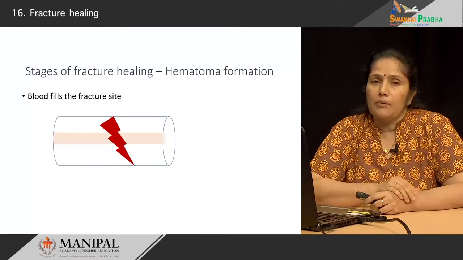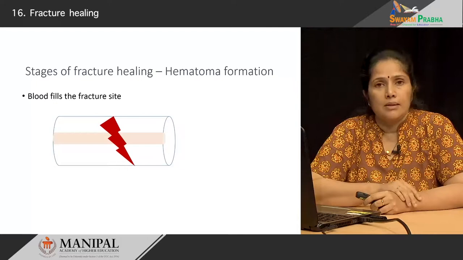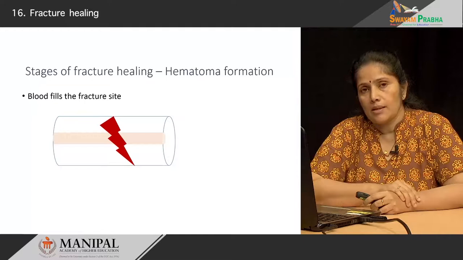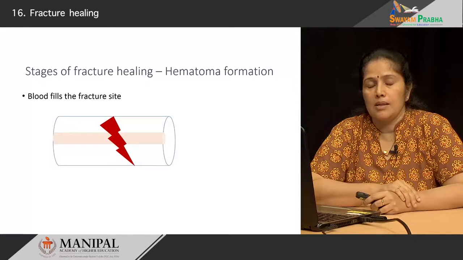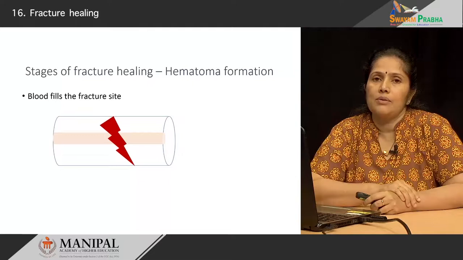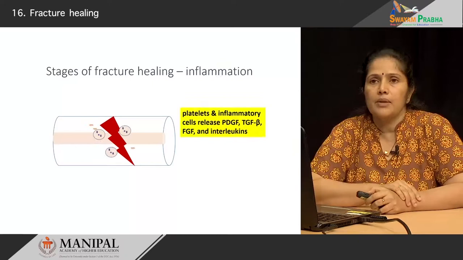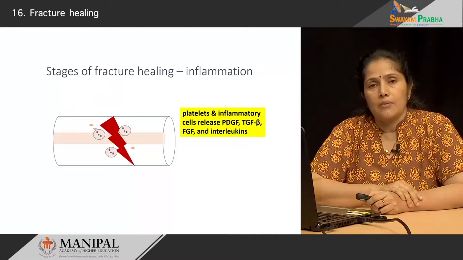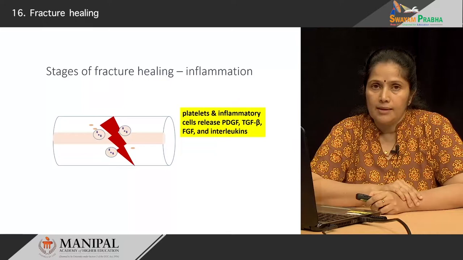Now, whatever the type of healing that occurs, the first stage is formation of hematoma, and as we all know, a hematoma is nothing but a fibrin meshwork in which the red cells, white blood cells and platelets are caught. So, the first stage in fracture healing is formation of hematoma. This hematoma formation is followed by what is known as a phase of inflammation. As the word tells you, a lot of inflammatory cells come in, and a lot of growth factors are released by these inflammatory cells.